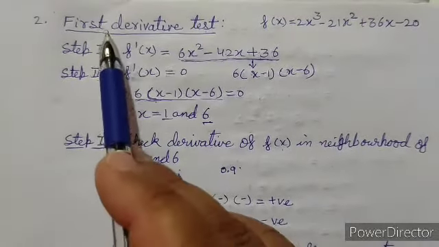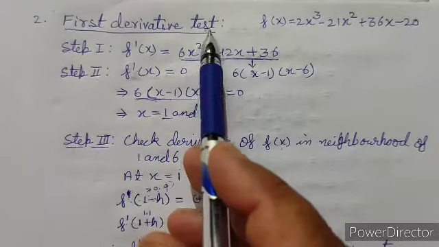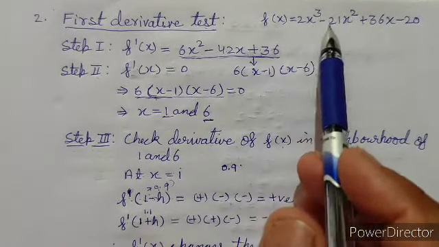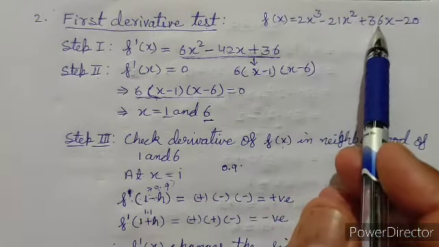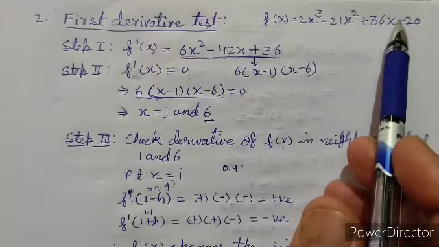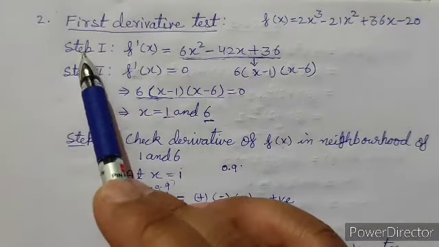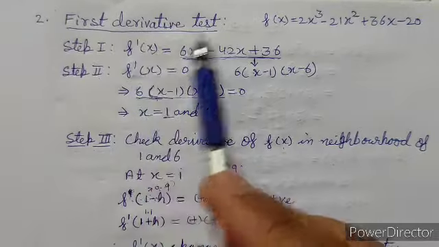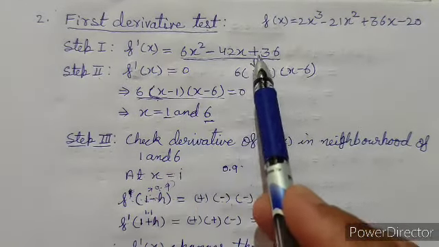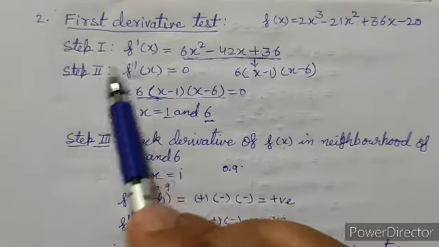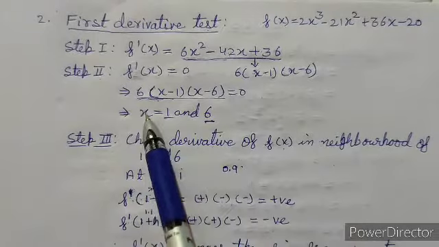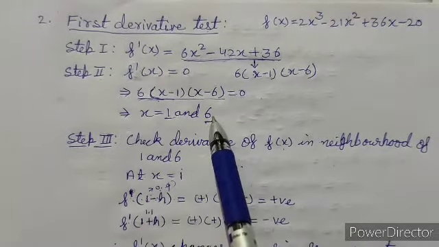Now our second method is the first derivative test. Here again we are taking the same function f(x) = 2x³ - 21x² + 36x - 20 as we have taken in the first method. In step one we will find the derivative of f(x), and that is 6x² - 42x + 36. Now in step two we will take f'(x) as 0, and this gives us the value of x as 1 and 6.